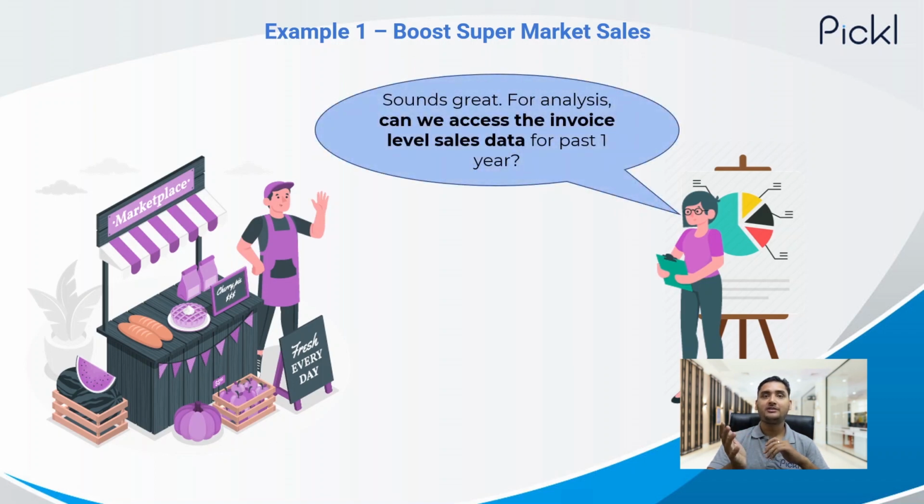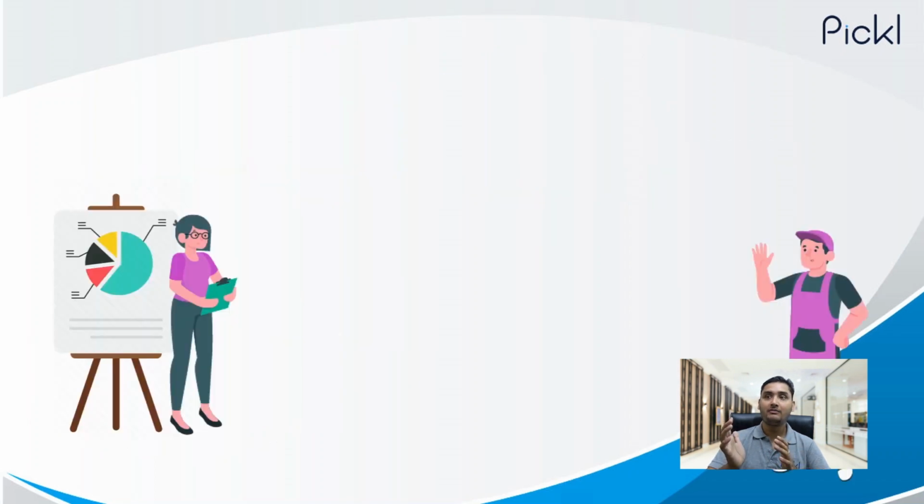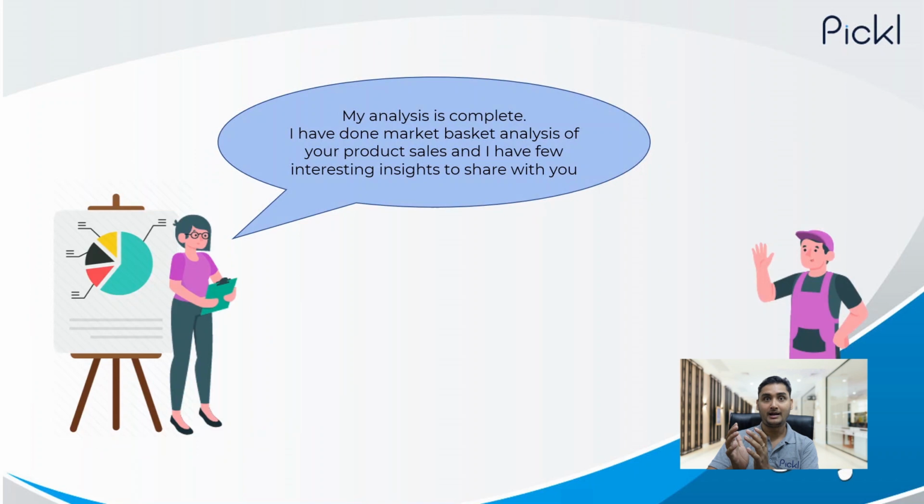Next, the analyst tries to identify what kind of data we can use. So she asks if we can access the invoice level data for the last 1 year. So understand the flow here. The owner comes up with a very simple problem statement that they want to increase the sales. As an analyst, she tries to quantify the problem by asking relevant questions and she tries to identify the owner's exact expectation. Next, the analyst also tries to identify what kind of data sources are available for the analysis. Once she gets the data, she can do the analysis and come back with results.